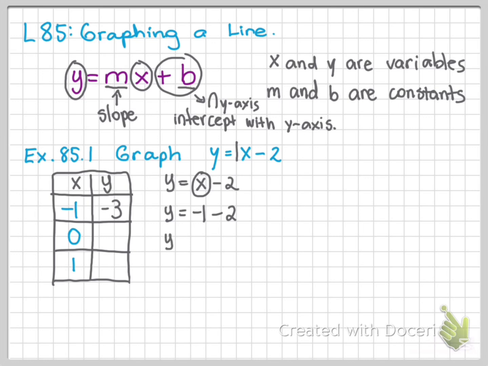Let's see what happens with 0. If we change x for 0, 0 minus 2 is -2, so that would be the answer. And for the last one, if we change x for 1, 1 minus 2 is -1. So these are our points. Notice that if I put here a parenthesis and a comma, it's easy to see that those are the coordinates of 3 points that we just found.